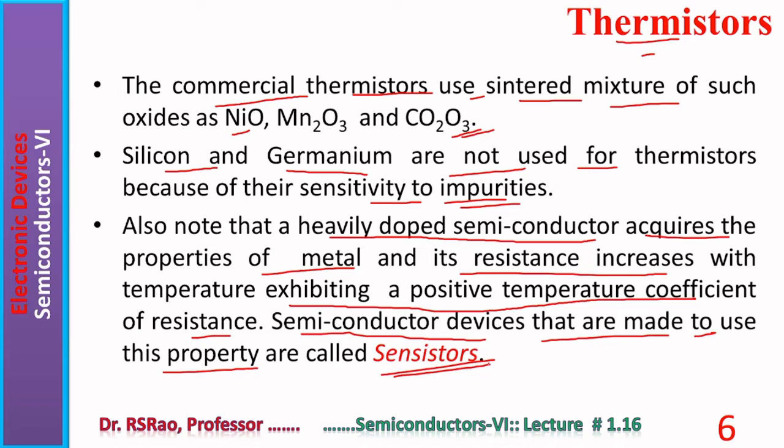So thermistors use the property of increase in conductivity with the temperature, whereas sensistors use the property of decrease in conductivity with increase in temperature. The first property gets manifested when doping is normal. The second property gets manifested in semiconductors when the doping is heavy.